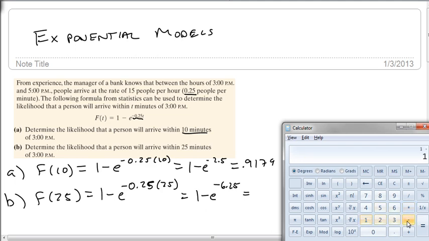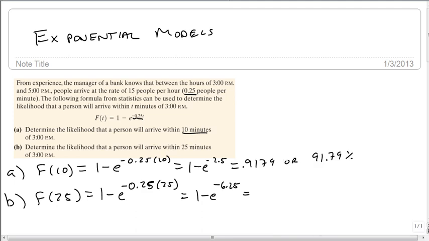and we do 1 minus, and remember we're going to put the number in first on this calculator, change its sign, then e to the x and hit equals. There's a 99.81% chance, 0.9981, that a person will arrive in the first 25 minutes after 3 o'clock. And so this is one model that we can use that's very useful and can help a manager know how to schedule and how to afford breaks to their employees.